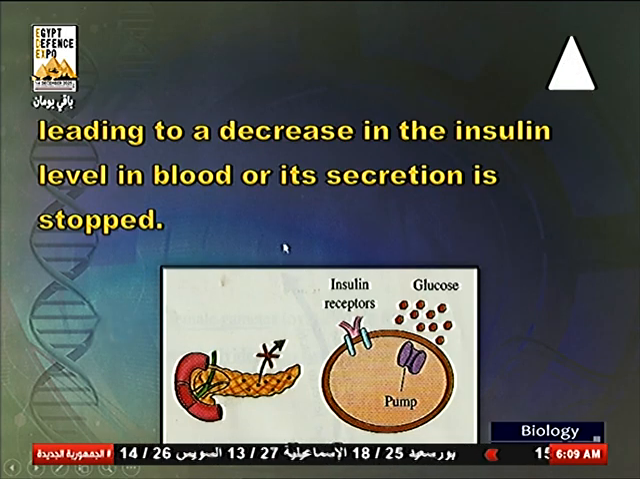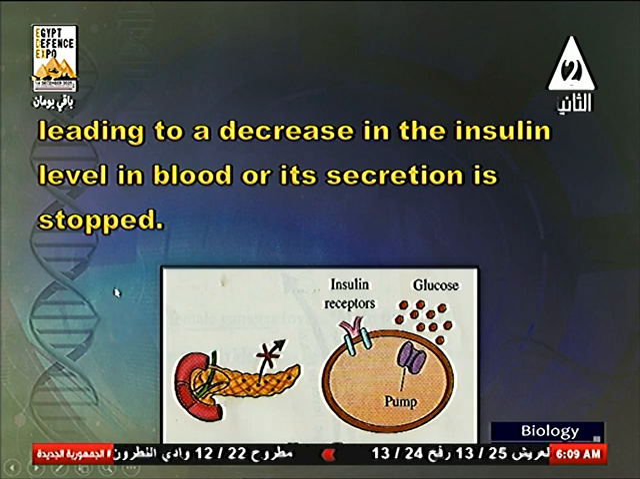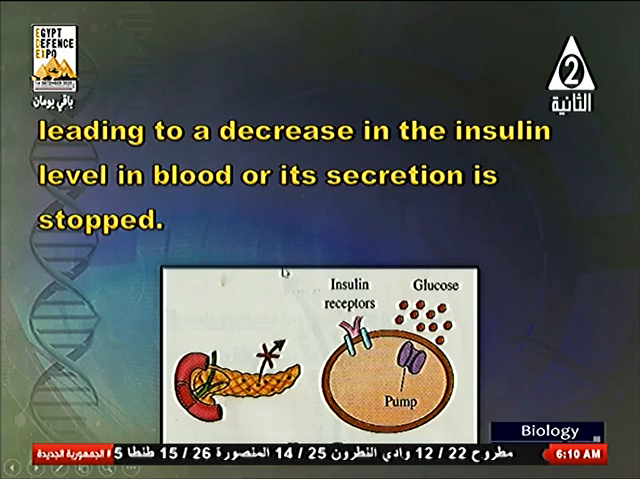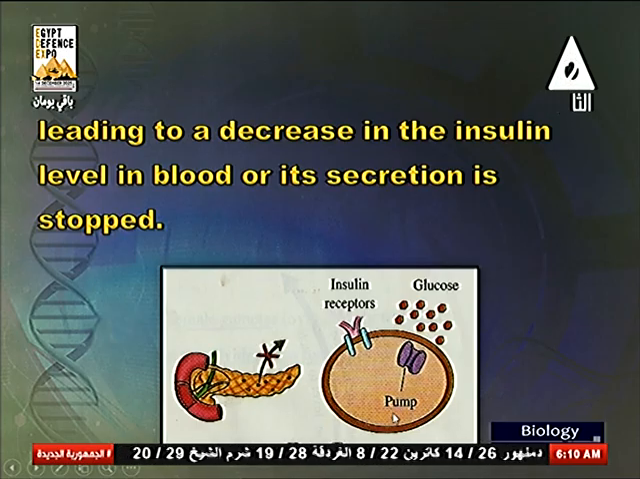So we have here two reasons. The tissue is unable to respond to insulin, and another reason is an autoimmune disease that affects the pancreas and destroys the beta cells which secrete insulin, so the beta cells stop secreting insulin or decrease its secretion.